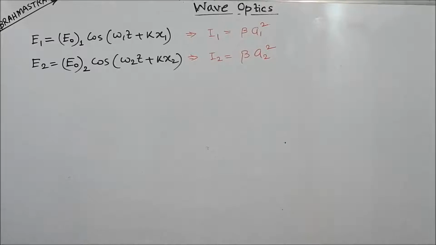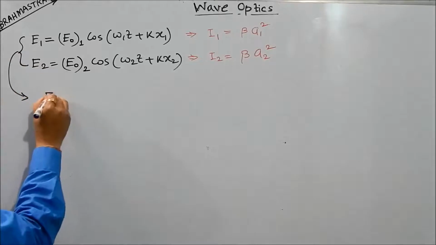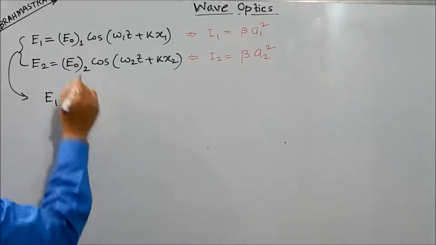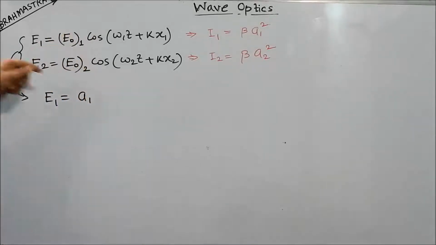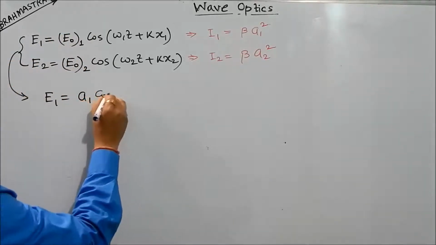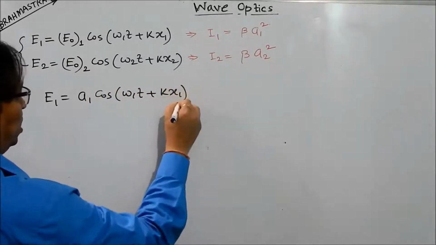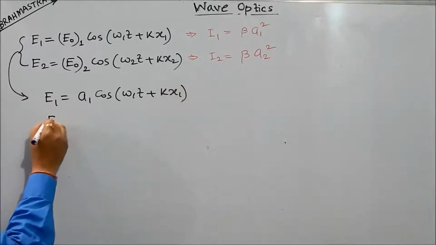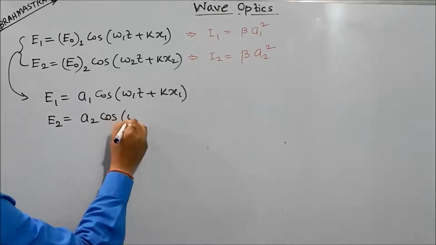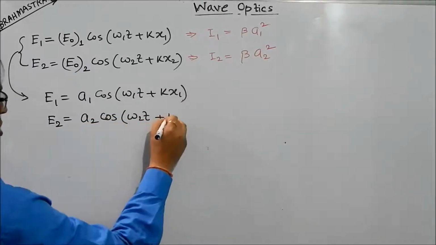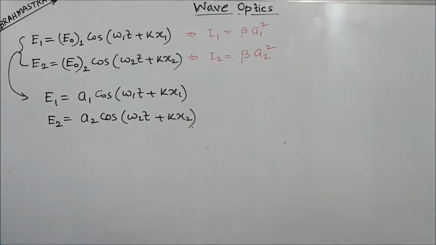So I am making a little shorter format of these two waves. I can write it in this format: E1 is equal to A1 cos of omega 1 t plus k x1, because we have taken the amplitude as A. This is for the first wave. And E2 is equal to A2 cos of omega 2 t plus k x2. So our assumptions are like that.